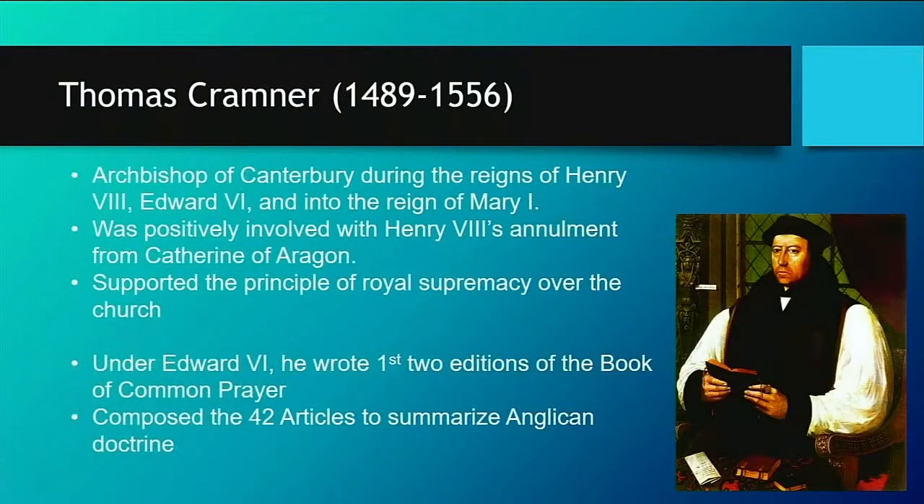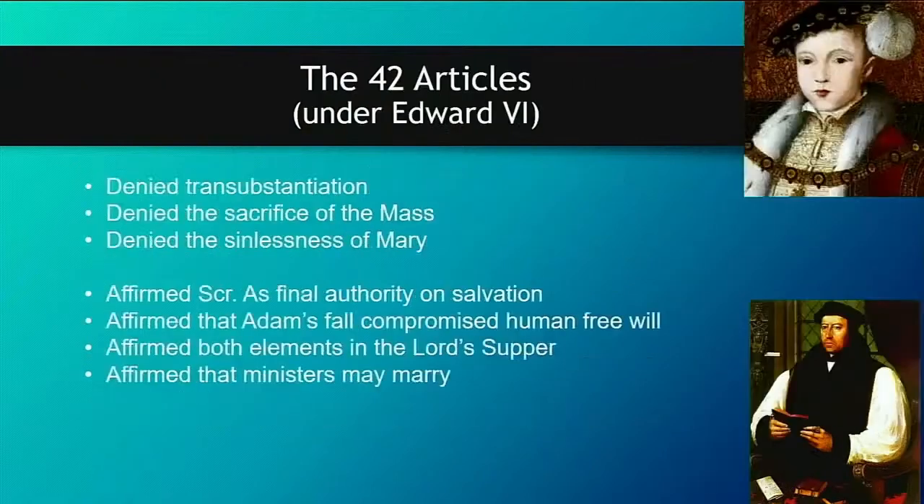Thomas Cranmer was positively involved in Henry VIII's annulment from Catherine, and supported the principle of royal supremacy over the church. He was high church. He thought the church should be under the king. And under Edward VI, he wrote 2 editions of the Book of Common Prayer and composed the 42 articles. He said, we're going to take the various debates of articles, we're going to renew them again. This time now there are 42 articles of the Anglican Church.